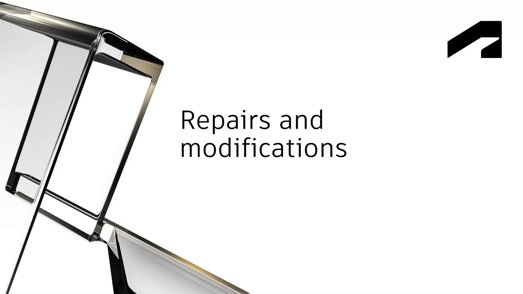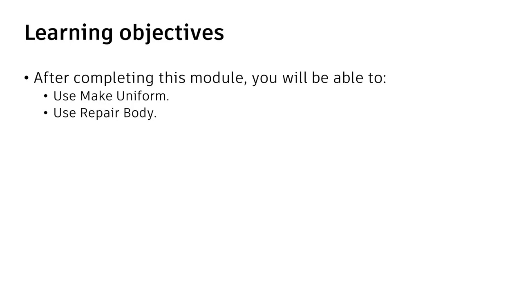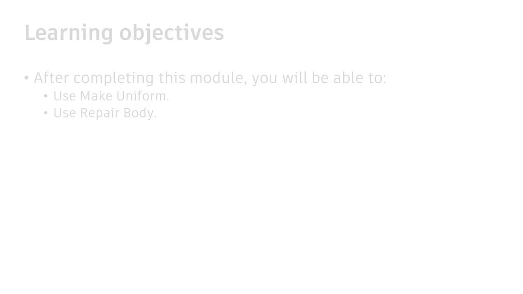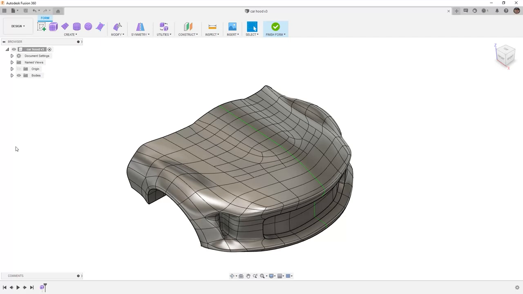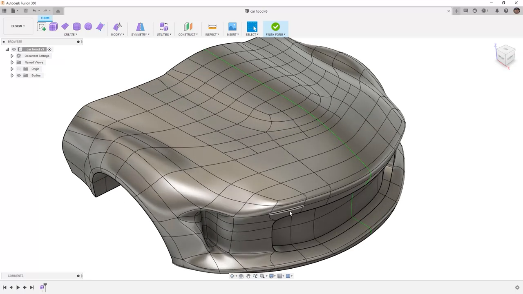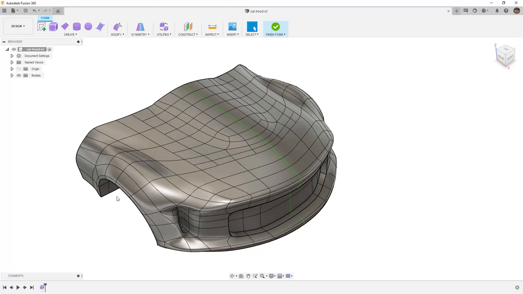Repairs and modifications. In this video, we'll use Make Uniform and Repair Body. In Fusion 360, we want to carry on with our car hood design. We've already added edges and we've tried to make sure that all the geometry is smooth. But that doesn't necessarily mean that we don't have problems.